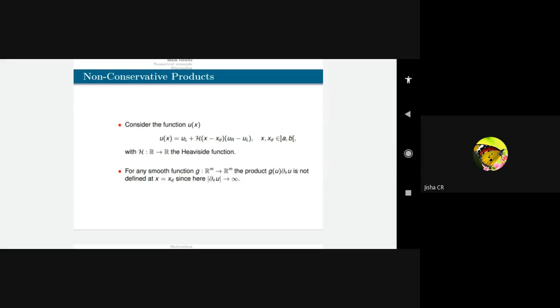Non-conservative product: this is the main result in this area. So we consider an example: u(x) = ul + H(x − xd)(ur − ul), where H is the Heaviside function. At a discontinuity, one value is 0 and the other value is 1, so this is a discontinuous function. If g is a smooth function, then g(u) ∂x u is also not defined, because this derivative goes to infinity. Next slide.